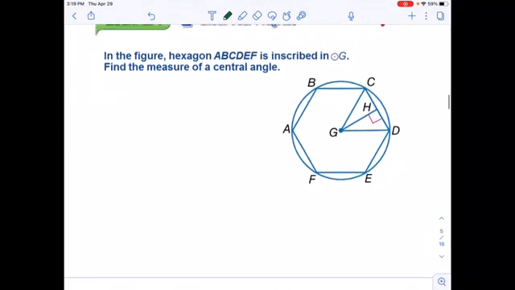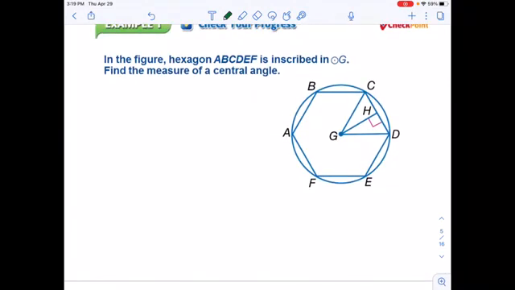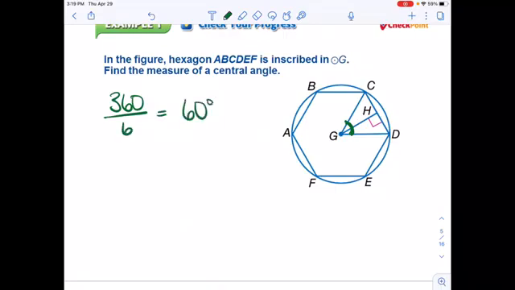All right, in the figure we are going to find the central angle measure of hexagon ABCDEF inscribed in circle G. So what is the angle measure here? We have a hexagon, so we say 360 divided by 6 is actually equal to 60 degrees for our central angle measure.